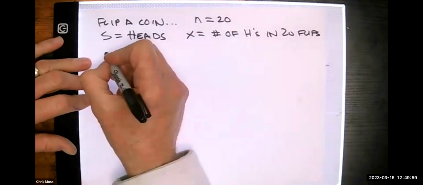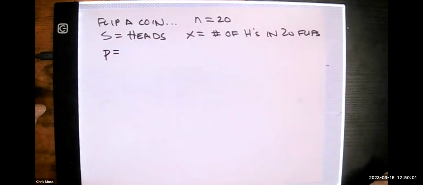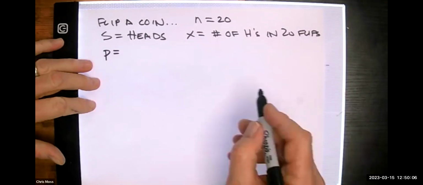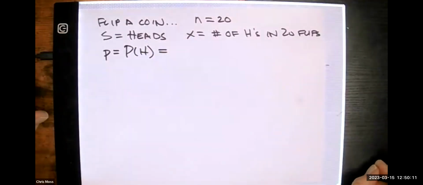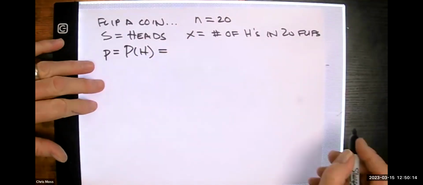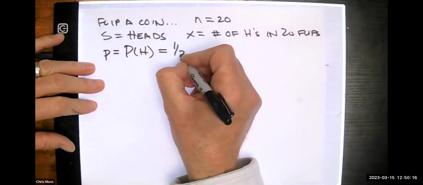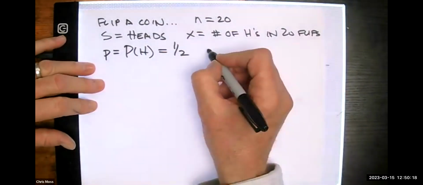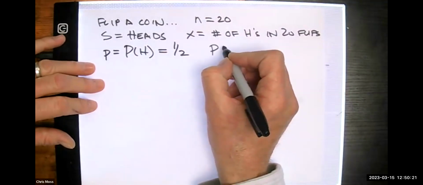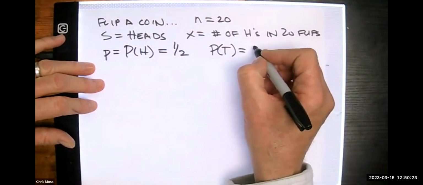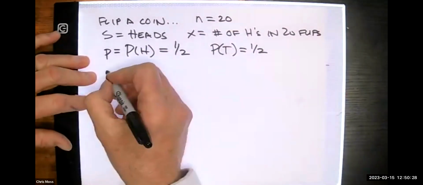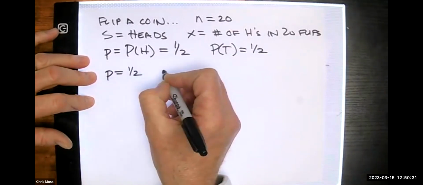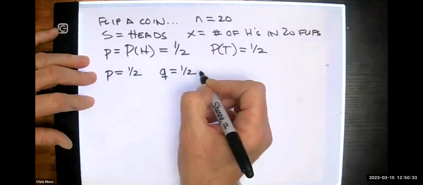So first I'll talk about P. That's the probability of a head in any one flip, right? A probability of a head in any one flip. Now you should remember that from chapter 4. If my coin is fair, it's 1 out of 2. The probability of a failure or a tail is also 1 out of 2 if my coin is fair. So I know P is equal to 1/2 and Q is also equal to 1/2.